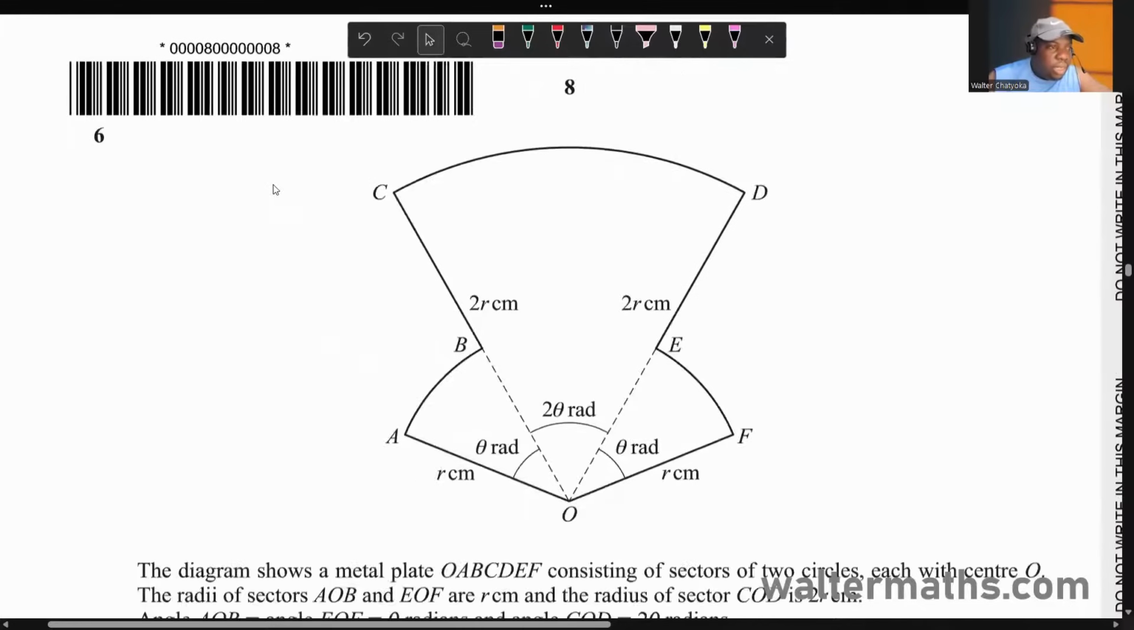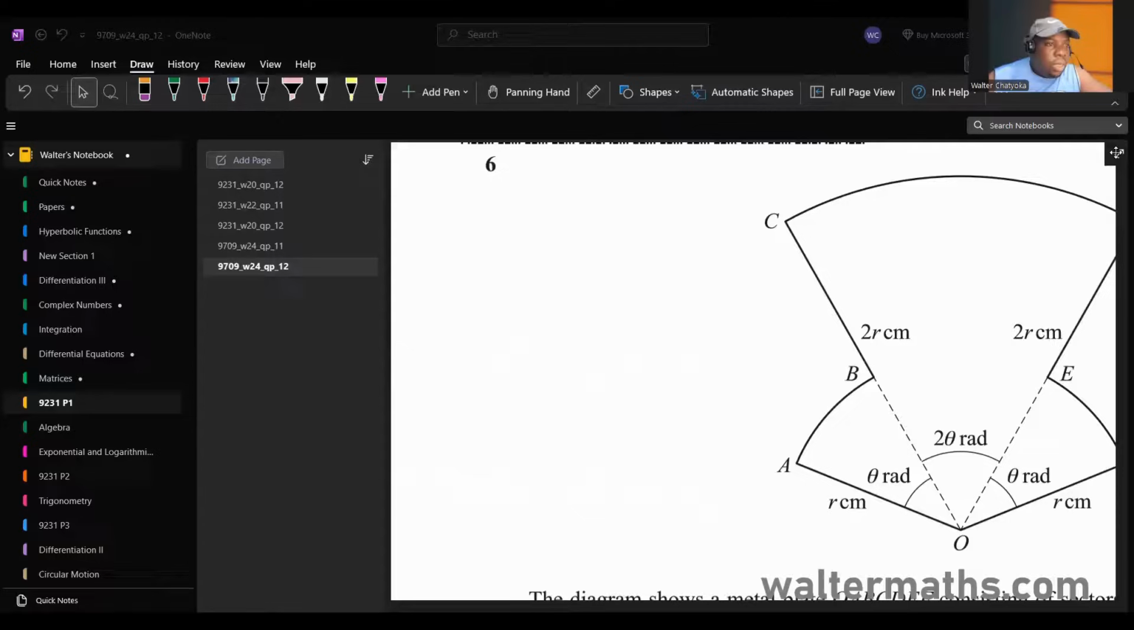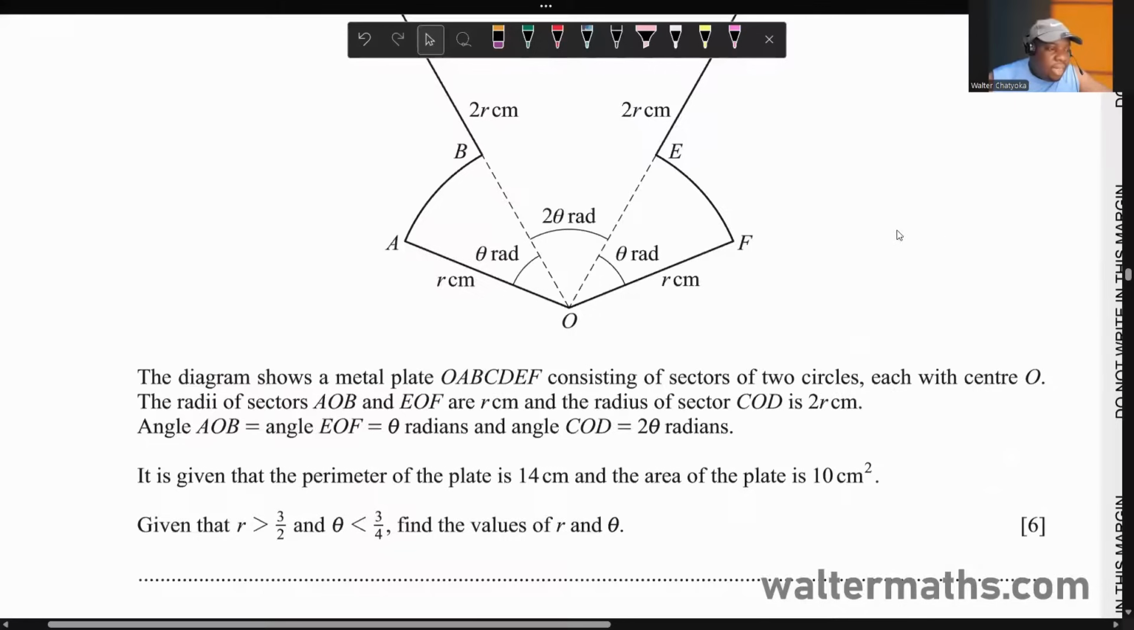Let's move on to number 6. Now, on question number 6, it says the diagram shows a metal plate ABCDEF consisting of sectors of 2 circles, each with center O.